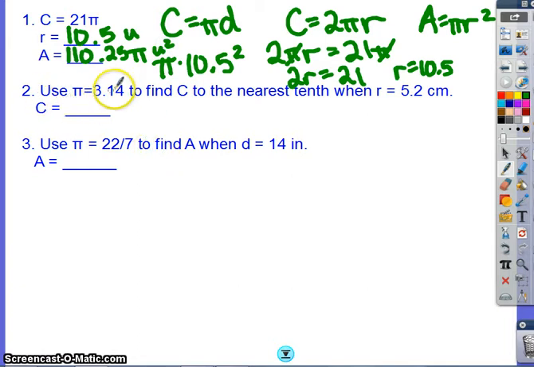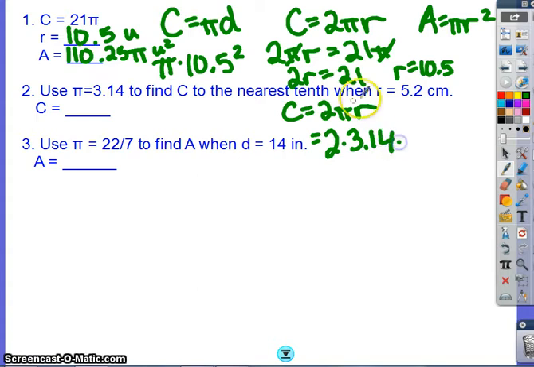Number 2, use pi as 3.14. Now some of these problems, and you can see in number 3, use pi as 22/7, are going to tell you to use a version of pi, so you're going to give them as exact answers with those versions of pi. Okay, to find c to the nearest tenth, so this is the circumference to the nearest tenth when it's given a radius. So I'm going to use my circumference formula of 2 pi r and fill it in. It's 2 times, now I know what pi is, it's 3.14. So I'm going to fill that in, times my radius, which is 5.2 here.